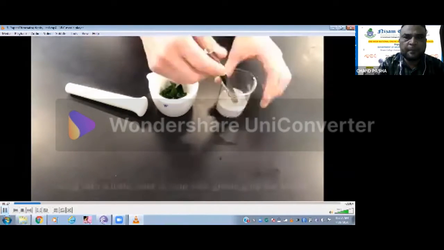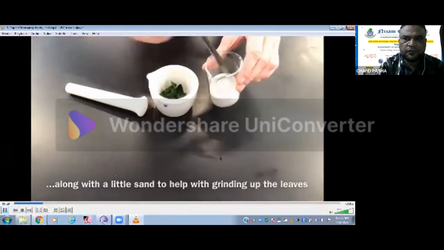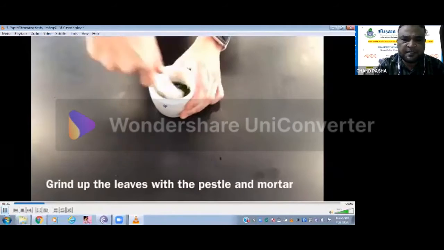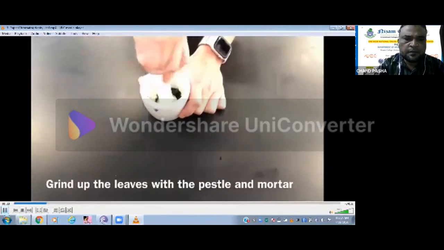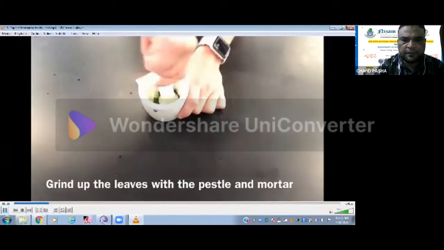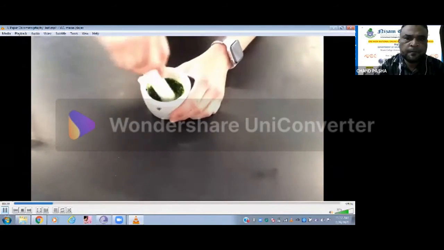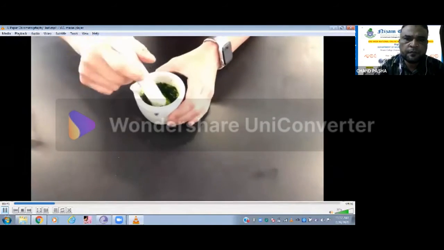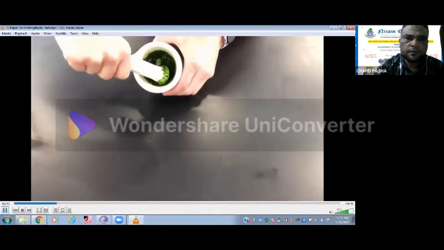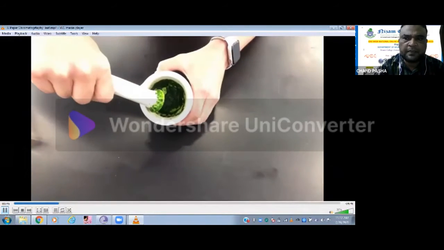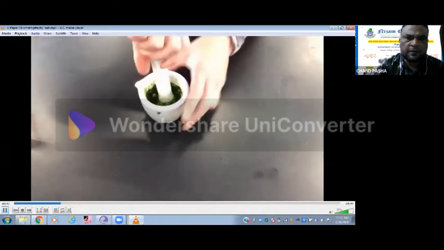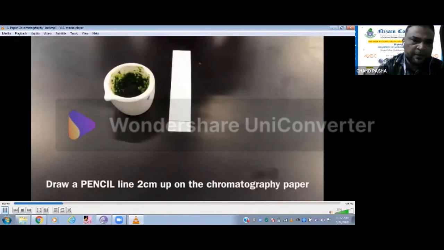it dissolves the pigments, and a little amount of abrasive substance, and grind the leaves in a mortar and pestle. It should be completely ground, and your pigments will be dissolved in acetone, which is an organic solvent, because your pigments are organic in nature.